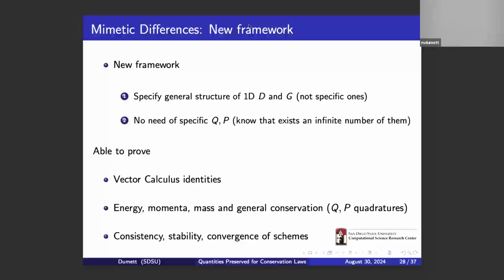Okay, so I envision a software where you actually say, this is my G, this is my D, and it will give you all the other operators by itself. And actually, we're able to prove vector calculus identities, energy, and momentum, by which I mean first order, second order, third order, fourth order, any order of momentum, and conservation laws using these Q and P quadratures, and also able to prove consistency, stability, and convergence. So you just need to give the relation between them, not the matrices, and by itself you will get all of this automatically. And that's the beauty of this.